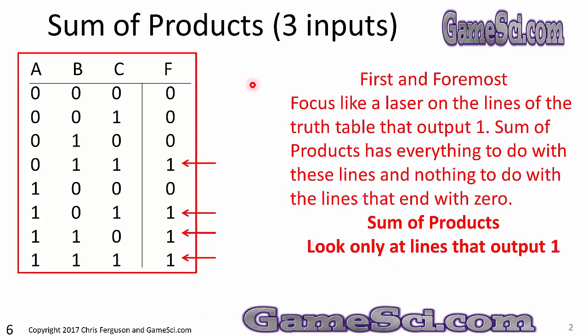First and foremost, focus like a laser on the lines of the truth table that output 1. Sum of products has everything to do with these lines and nothing to do with the lines that end in 0. Focus clearly here. We're going to do a second sum of products example with a different truth table. Let's build the sum of products expression for this truth table. Sum of products says look only at the lines that output 1.